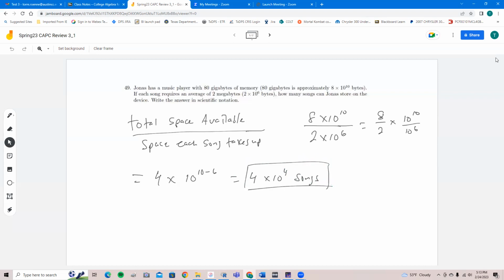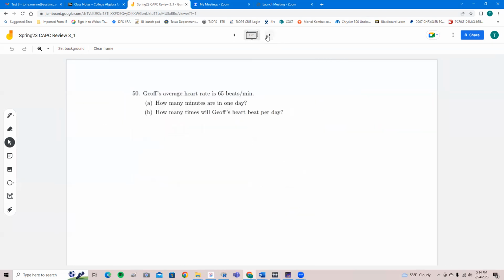But let's get a feel for how many songs that is. Well, if you write this in standard notation, you start with 4.0 and you move the decimal to the right 1, 2, 3, 4 places. Right now, if I erase all of this, 40,000 songs. Just FYI, that's how many songs that is, 40,000. Okay, that's 49 done.